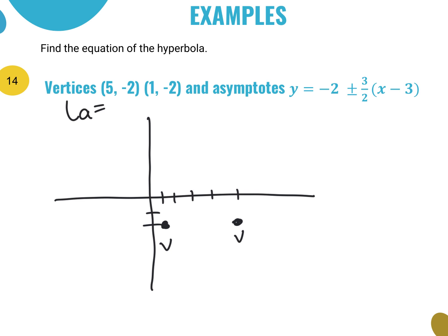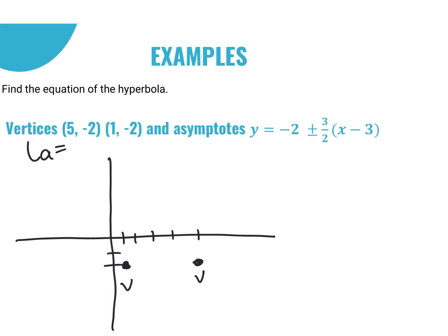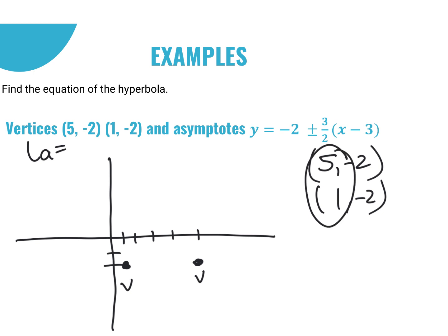Now, you can figure out the center 3 different ways. 1, you can look at your graph and count. 2, I showed you guys algebraically. You can say 5, negative 2, and then 1, negative 2, right? Which value is changing? The x, right? So the middle of this would be 5 plus 1 is 6, divided by 2 is 3, so your center would be at 3, negative 2. So over 3, down 2.